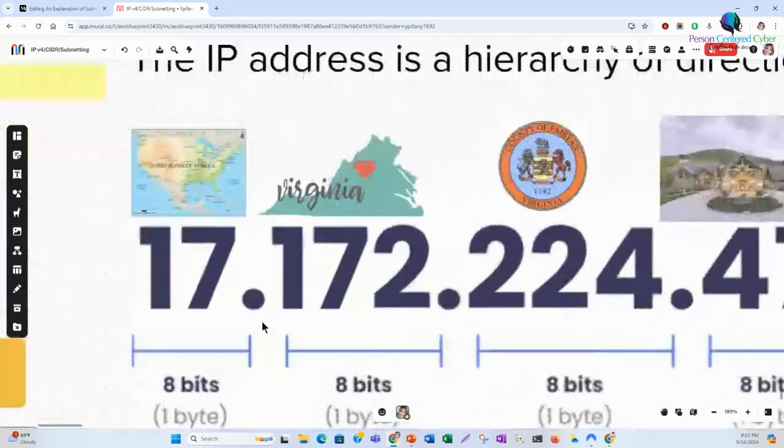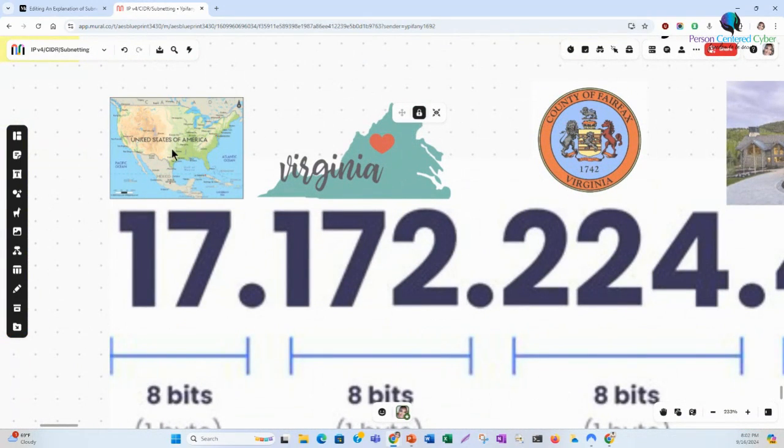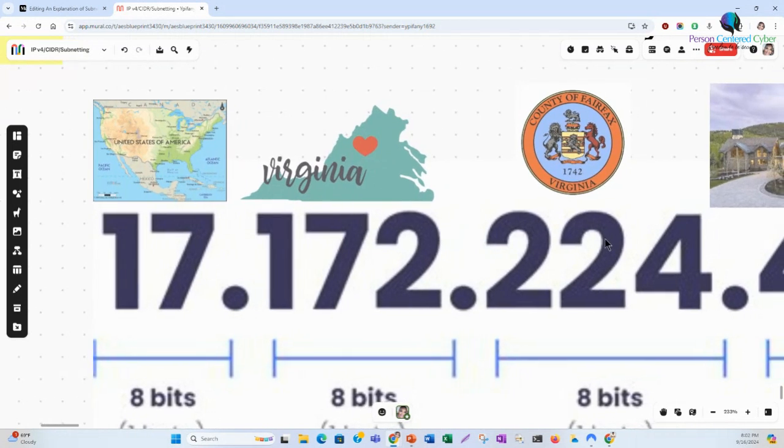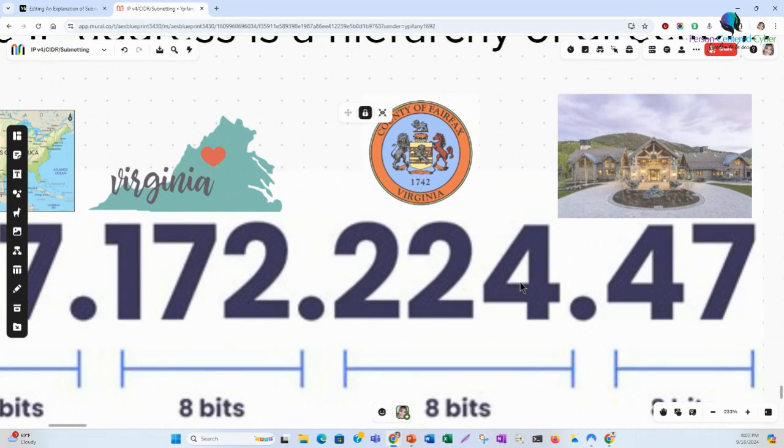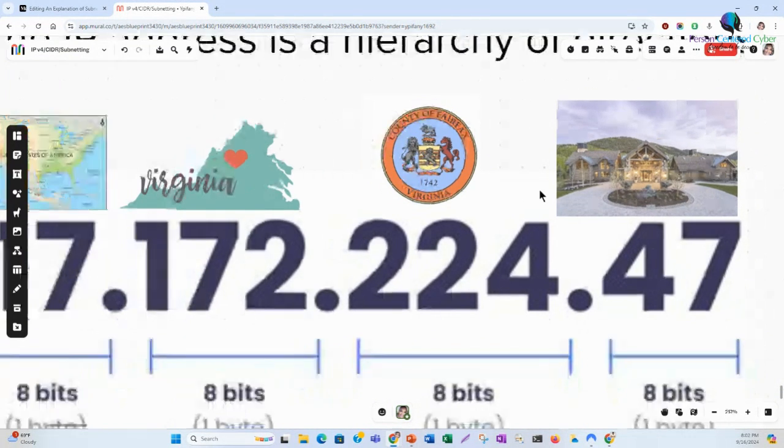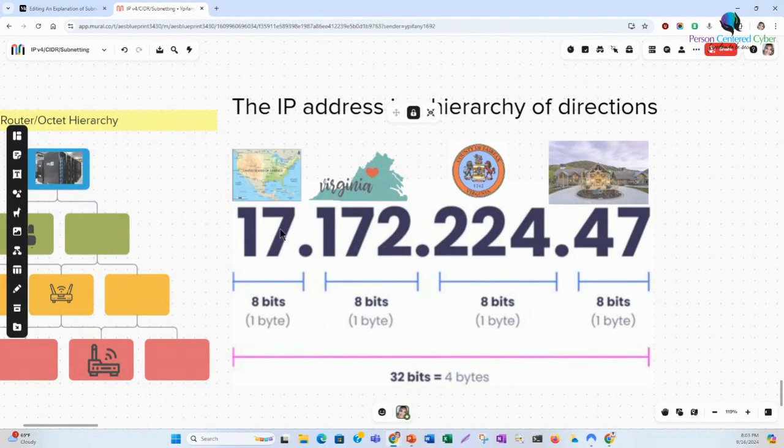So this first octet right here, this would be like the United States. So this 17 is going to tell the router this packet is going to the United States. Okay. This 172 is saying it's going to be in Virginia. This 224 is going to be in the county of Fairfax. And this right here is saying, okay, it's Cheryl's house. All right. And my router is going to get the packets. Okay. You see that? So it's like your phone number. Your phone number does the same thing. Okay. It's a hierarchy of locations, you know?